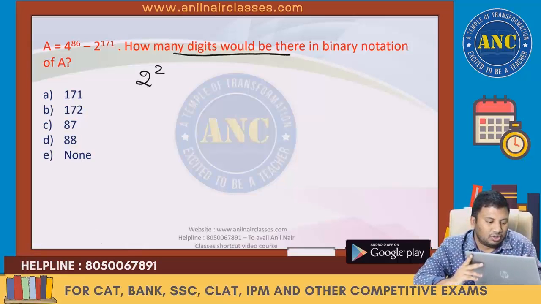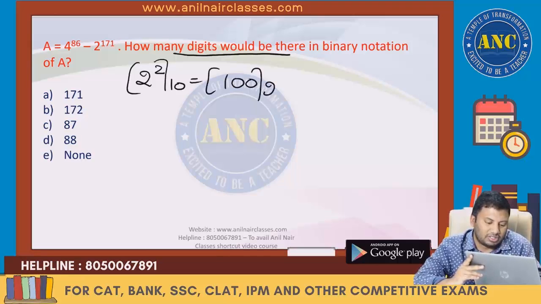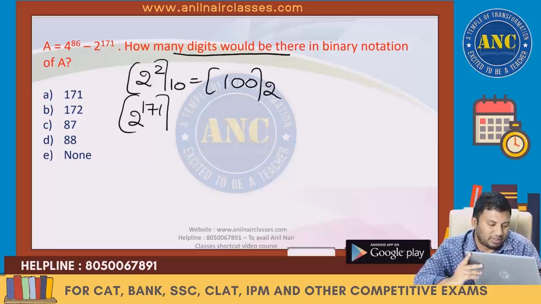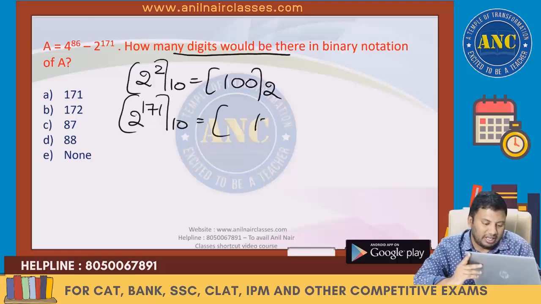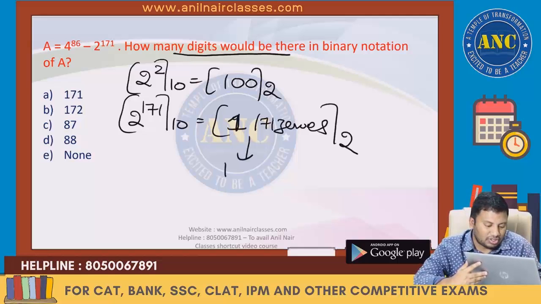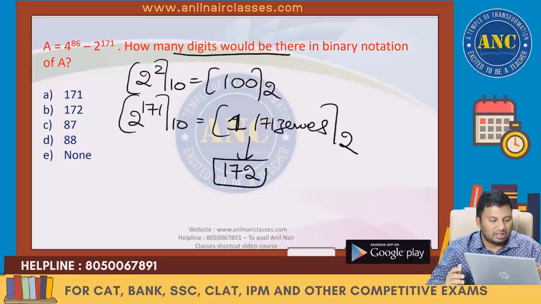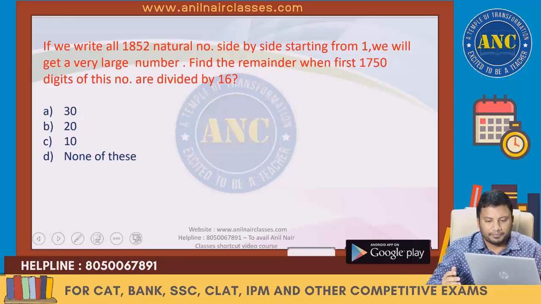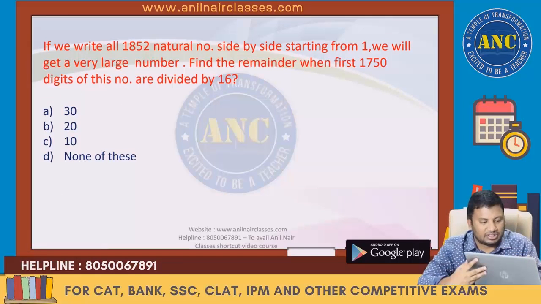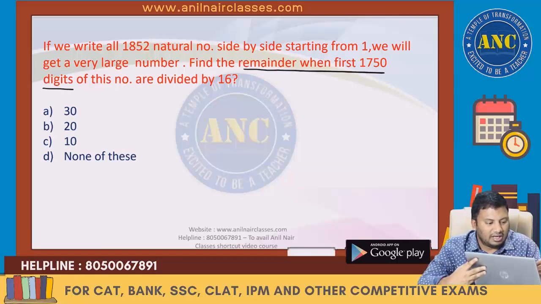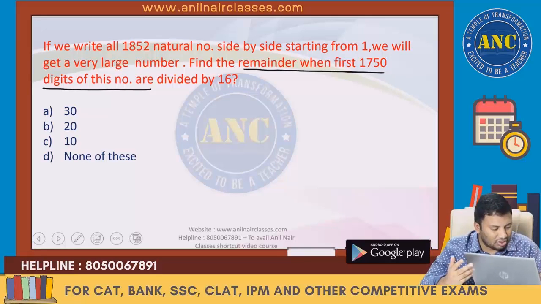Number of digits, 2 square, 4 in base system 10 is 100 in base system 2. So 2 power 171 in base system 10 is, there will be 171 zeros preceded by 1. So answer for this question is 172 zeros. This question also we discussed. I am finding the number of digits and dividing by 16. This also we did.